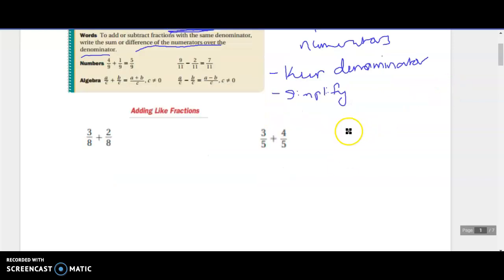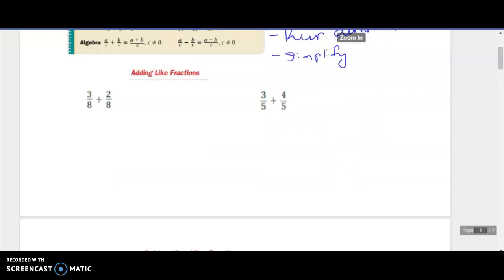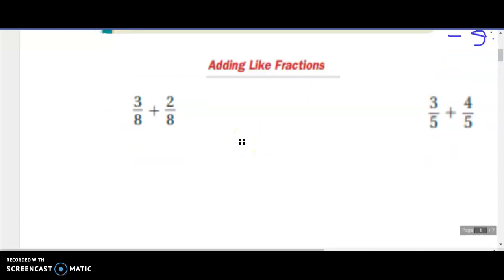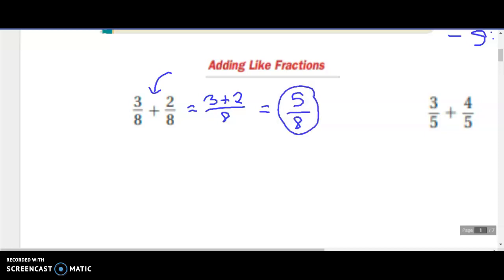Alright, so I'm going to start zooming in a little bit, makes it a little bit easier to write when I'm zoomed in. So here, in this case we're going to be adding the numerators, 3 plus 2, on top. We're going to keep the denominators. The denominator is going to be 8. 3 plus 2 is 5. 5/8, and 5/8 cannot be simplified, so that's our answer. Okay?